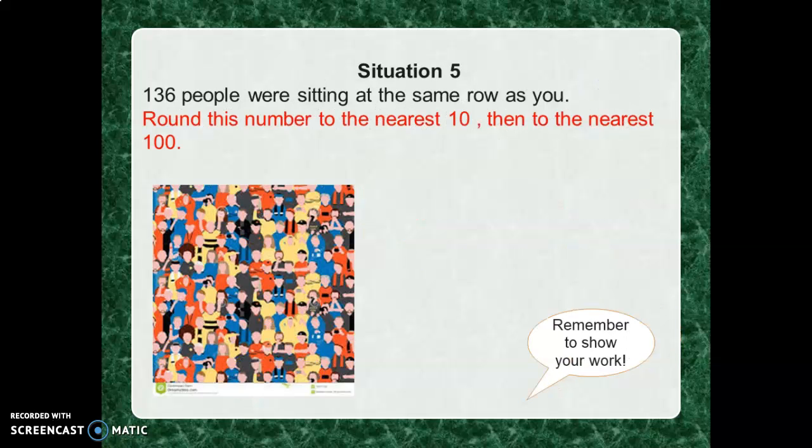Situation 5. 136 people were sitting in the same row as you. Round this number to the nearest 10, then to the nearest 100.